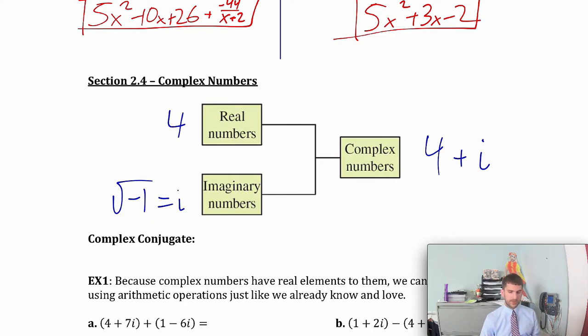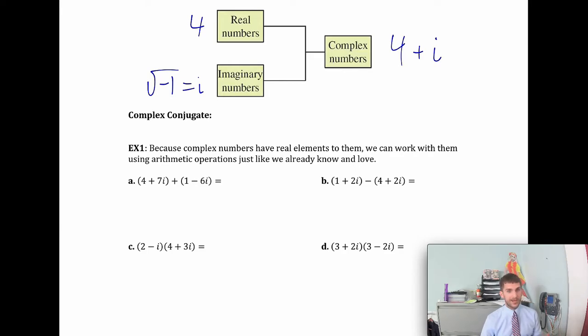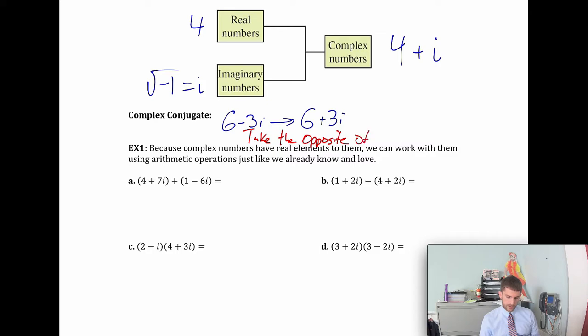So for some examples down here, I'm skipping ahead. Complex conjugate. If you're dealing with a complex number like 6 minus 3i, the complex conjugate is 6 plus 3i. The overall message of that is take the opposite of the imaginary part. So to find the complex conjugate, take the opposite of the imaginary part.